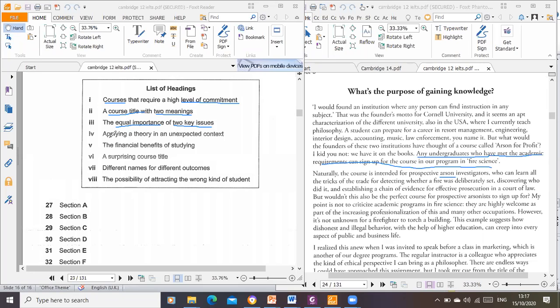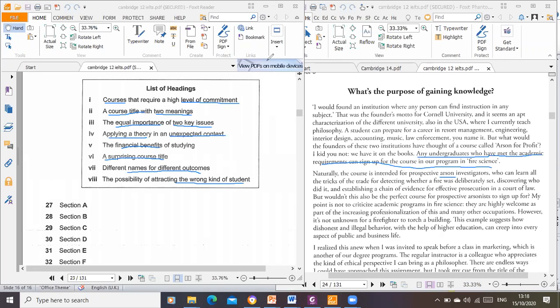Now, applying a theory. So a theory, unexpected context, financial benefit of studying, okay? Financial benefit, a surprising course title. So you can see a course title for us is surprising, different names for different outcomes. Now, right away, I'm already thinking that for question 32, that would be 7. Why? Because they were mentioning poisoners, they were mentioning doctors, and they were dealing with the same thing. The possibility of attracting the wrong kind of student.